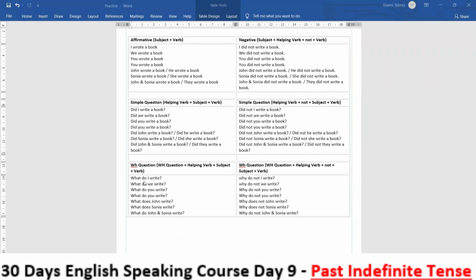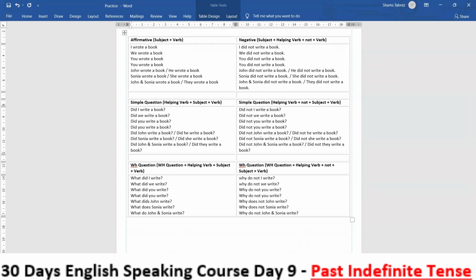What did I write? Yes, because the helping verb did is used. What you need to do is read this sentence and translate it. What did I write? मैंने क्या लिखा? Perfect. Next. What did we write? हमने क्या लिखा? What did you write? तुमने क्या लिखा?